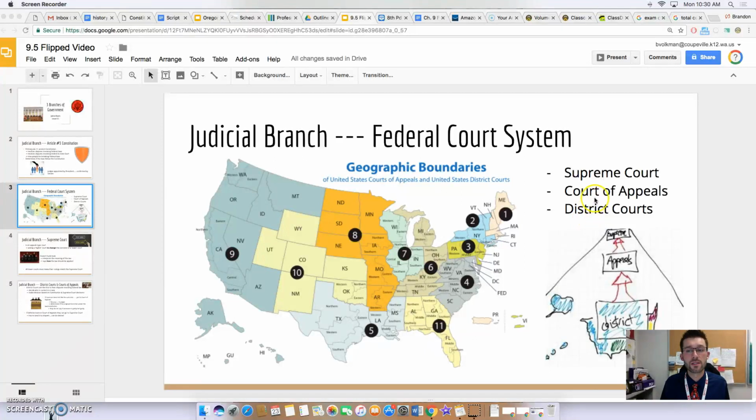After the district courts, there is what's called the Court of Appeals. And there are in fact 13 Court of Appeals. Finally, the very highest and most powerful of all of our federal courts is the Supreme Court. The following two slides are going to go a little more in depth into these three different levels. We're going to start talking first about the Supreme Court.